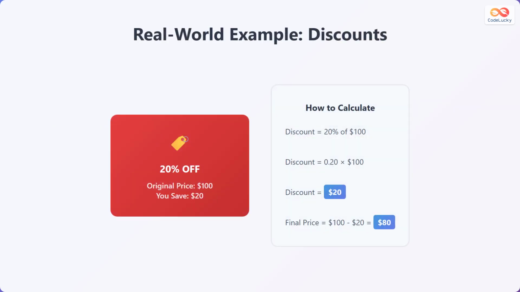Let's look at a real-world example, discounts. Suppose you see an item with 20% off, and the original price is $100. This means you save $20. To calculate this, you find 20% of $100, which is 0.20 times $100, giving you a discount of $20. The final price is $100 minus $20, which equals $80.